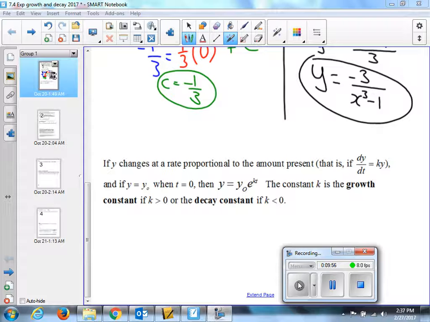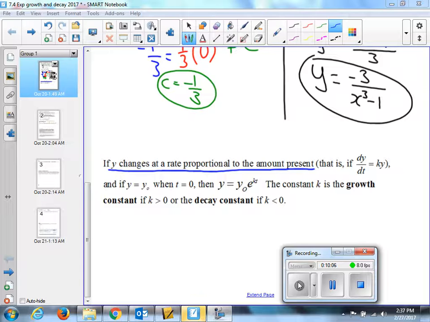If y changes at a rate, now this is important here. You'll see a sentence something like this, right? If y changes at a rate proportional to the amount present. Now you'll see some variation of this and you'll come across it. That is, if dy by dt is equal to some constant times y, the variable, ky.